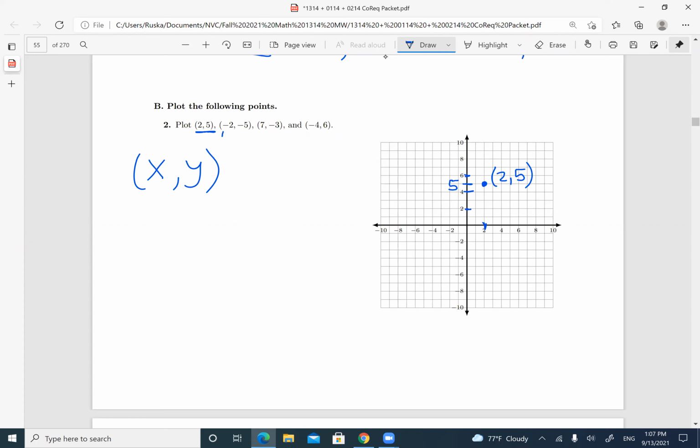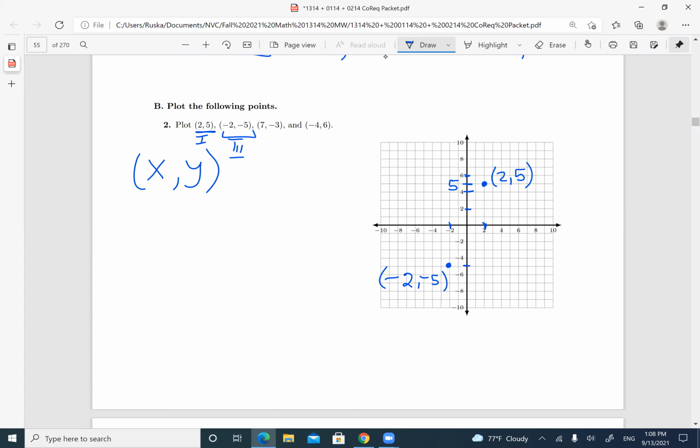The point is negative 2 and negative 5. So I'm going to go negative 2 on the x and negative 5 on the y-axis. So this is my point, negative 2 and negative 5. And obviously when you have x negative and y negative, this is going to be in the third quadrant. So the first point 2 and 5, it's in first quadrant. This one is going to be in the third.